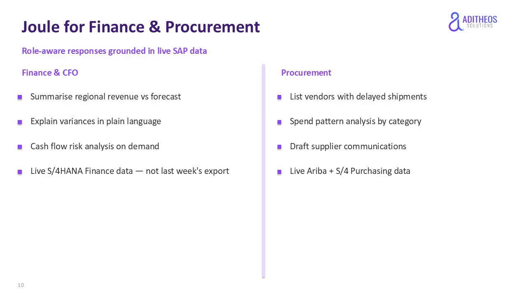Joule pulls from live S/4HANA finance data, so these summaries reflect the current state of the business, not last week's export. CFOs get the decision-relevant context they need without waiting for a scheduled report.